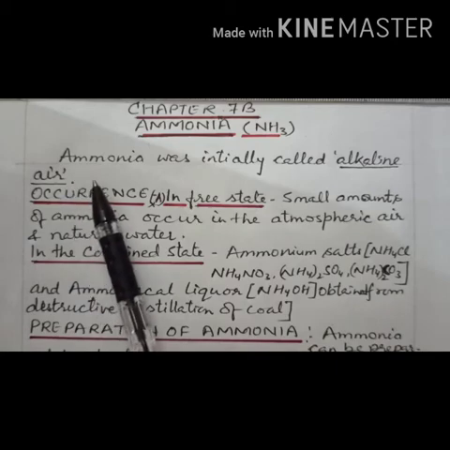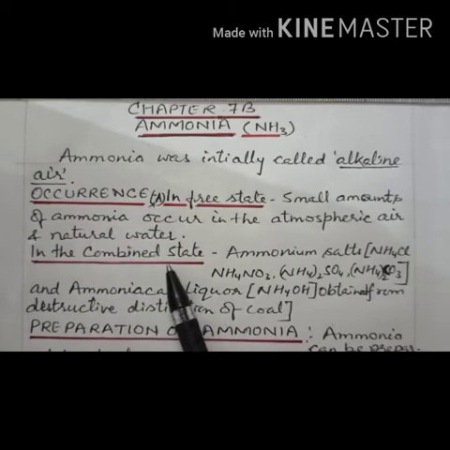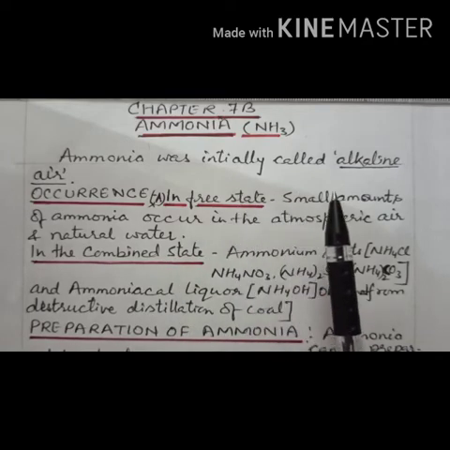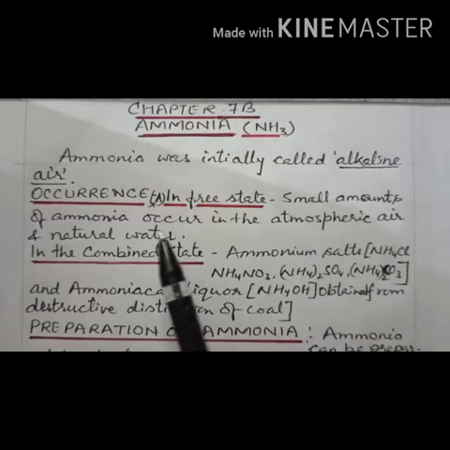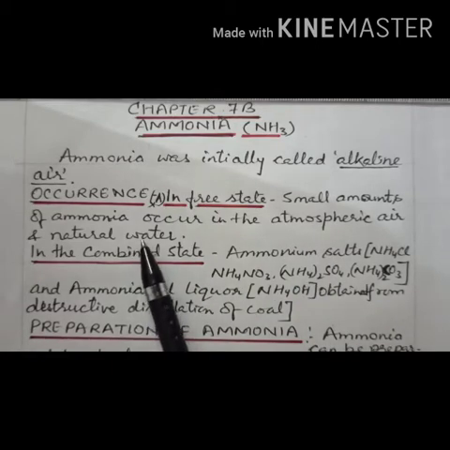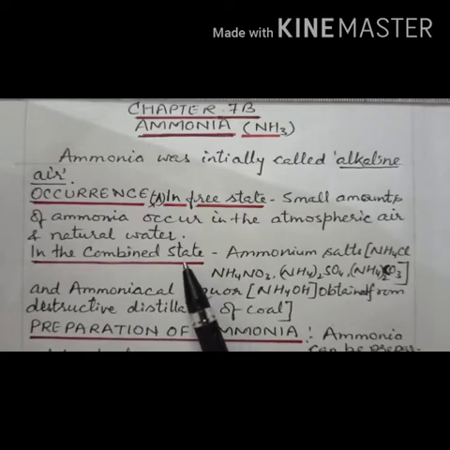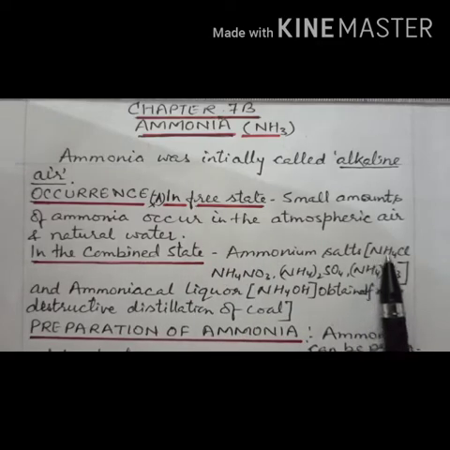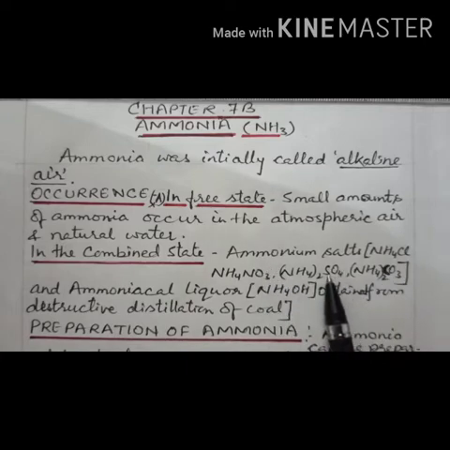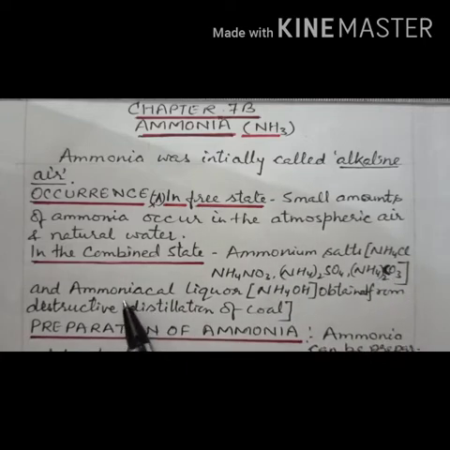Now, ammonia gas occurs in free state as well as in combined state. In free state, ammonia occurs in small amount in the atmospheric air and in natural water. In combined state, ammonia occurs as an ammonium salt, just like ammonium chloride, ammonium nitrate, ammonium sulfate, ammonium carbonate, and ammoniacal liquor. Right, now this ammoniacal liquor is obtained from destructive distillation of coal.